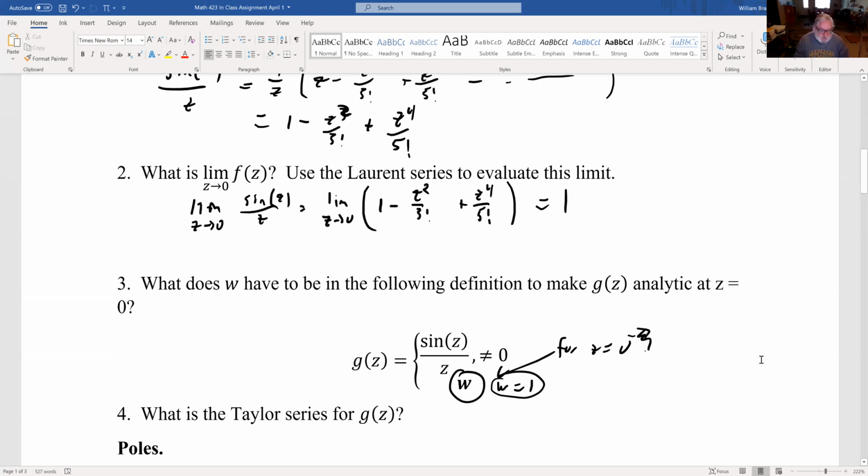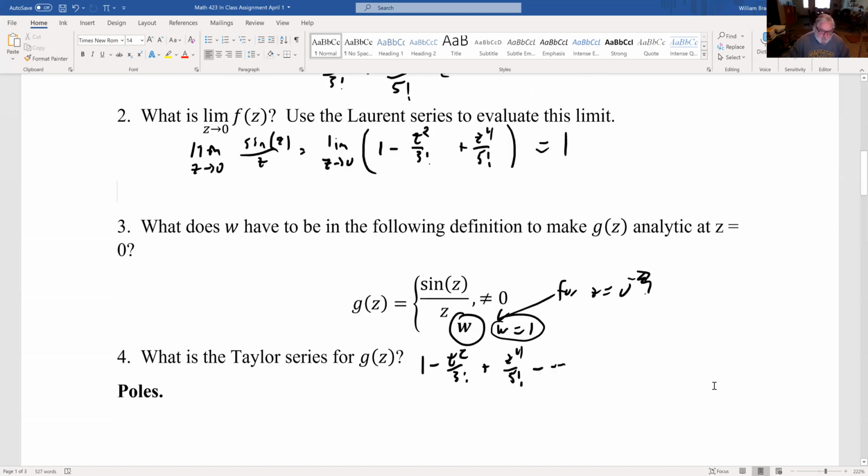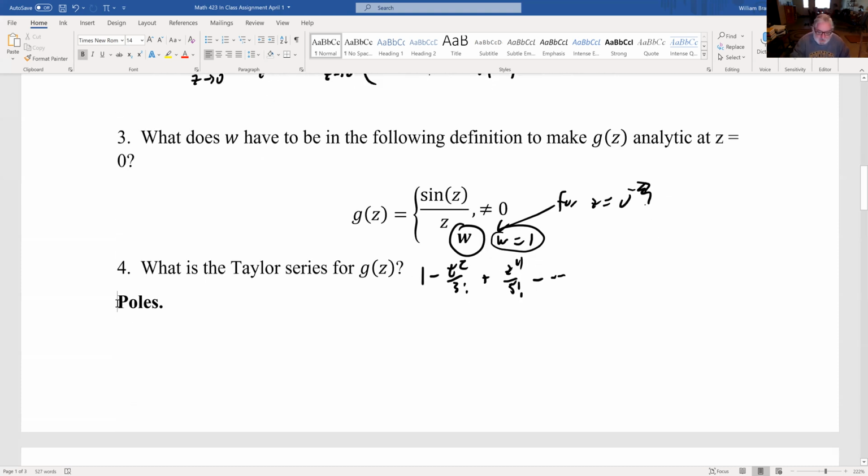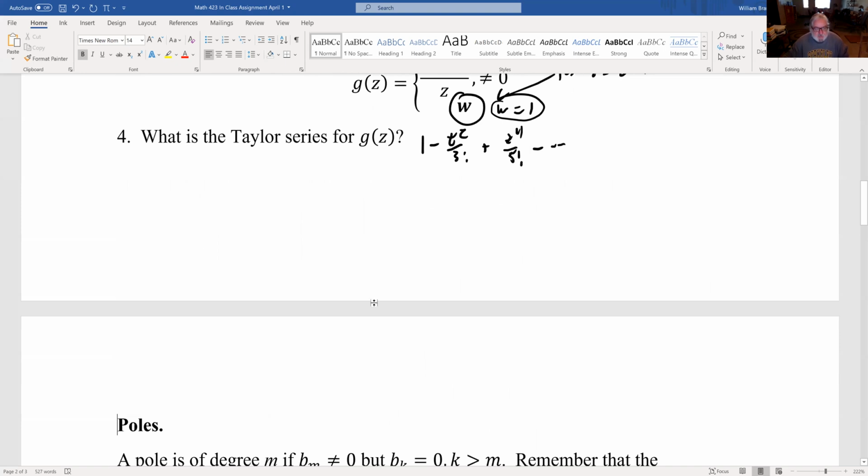And what's the Taylor series for g of z? It's 1 minus z squared over 3 factorial plus z to the 4th over 5 factorial minus dot, dot, dot. Remember that this is technically for z not equal to 0 because the original function wasn't defined there. So a removable singularity means that you can remove the singularity by finding the limit and then putting in the appropriate number.